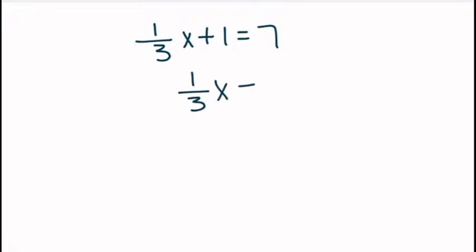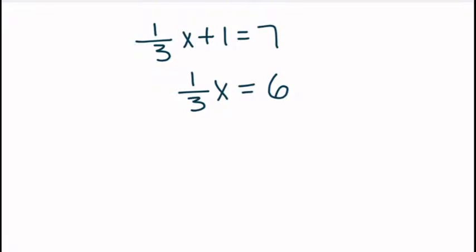Our next problem is going to be a little bit shorter. It's 1/3 x plus 1 equals 7. So this time we're working with fractions. But the problem is a lot simpler, so it should be easy to solve. So the first thing we want to do is move the numerical values onto one side. So we get 7 minus 1, which is 6.